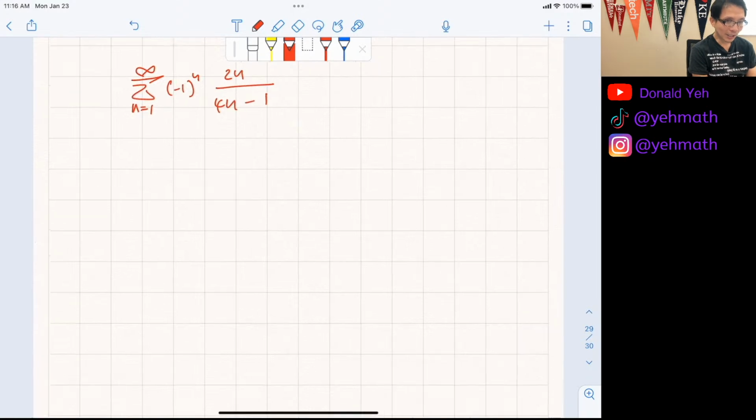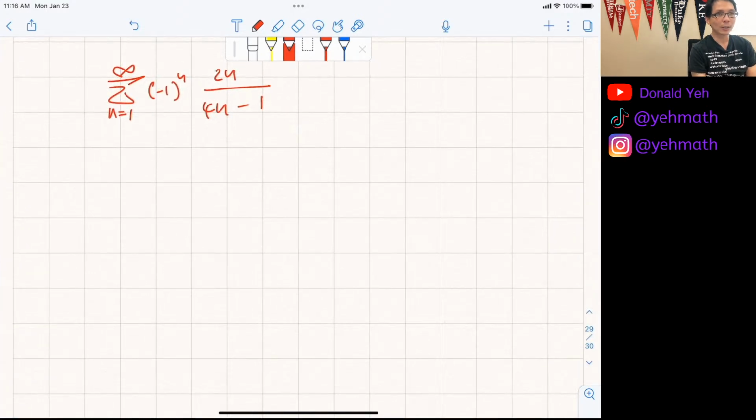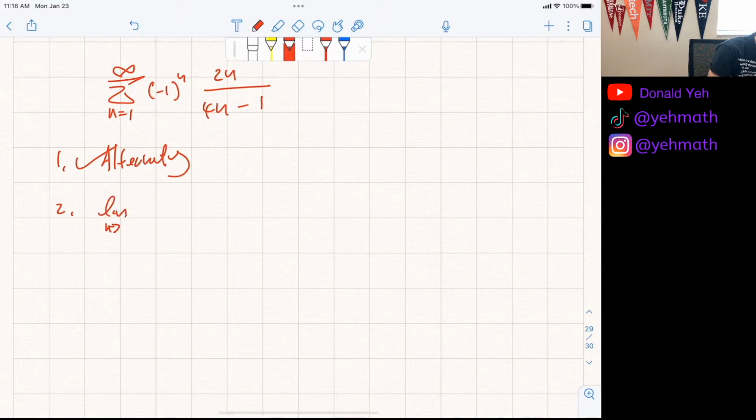Okay, does the alternating series test work on this particular case? No. Why? The limit's 1/2. It's not 0. Okay, so it's alternating. Check, that's the first one. The second one is the limit as n approaches infinity of 2n over 4n minus 1. This is equal to 1/2, so therefore it diverges. Because it's not equal to 0, the AST fails.